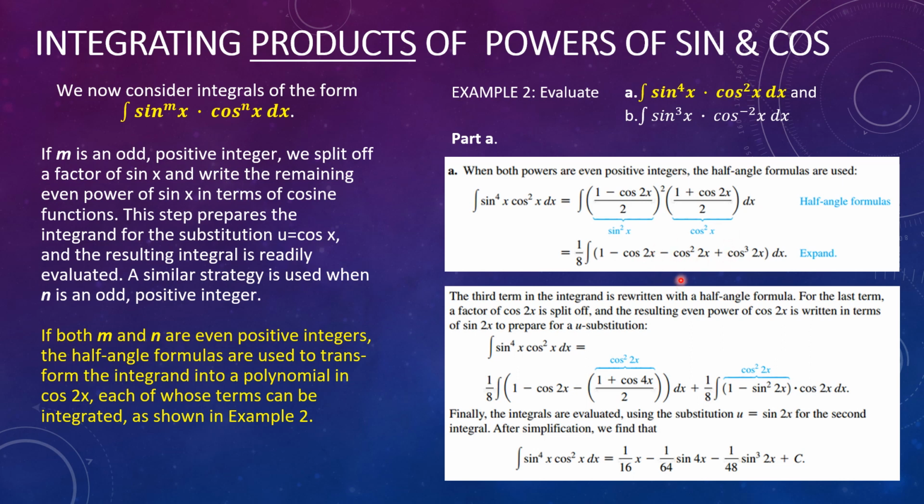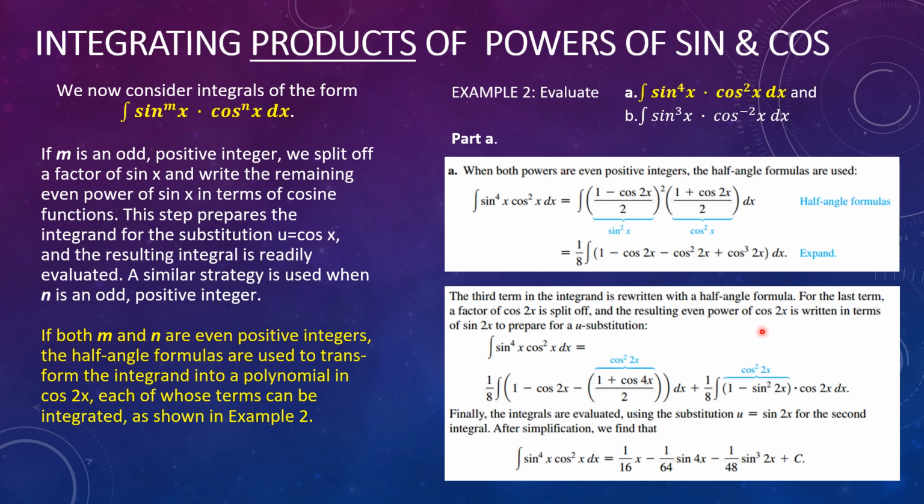So in the third term, we're going to use the half angle formula again. We've got cosine squared 2x. Well, cosine squared of an angle using the half angle formula is 1 plus cosine of double that angle over 2. So since we have cosine squared of 2x, the double angle is now going to be 4x. So we're substituting in, using the half angle formula, 1 plus cosine 4x over 2 for this cosine squared 2x.